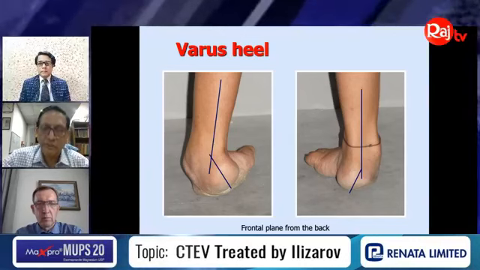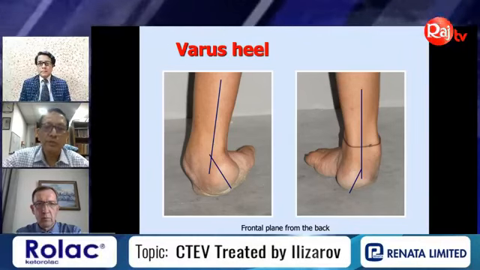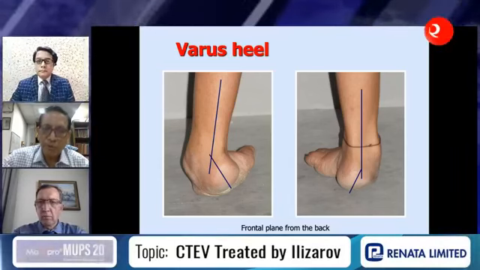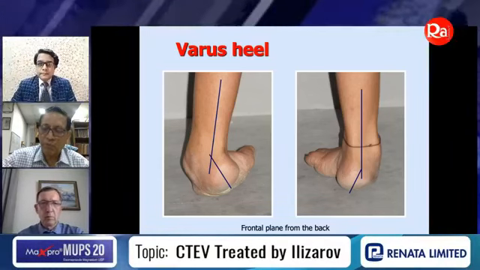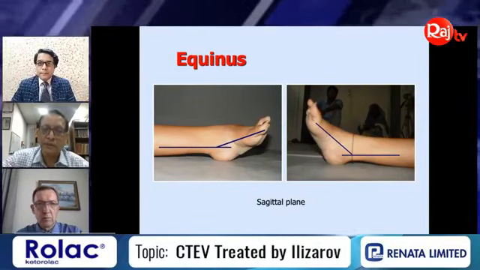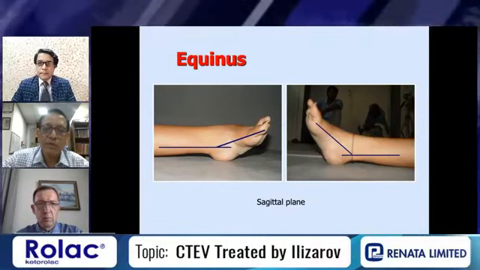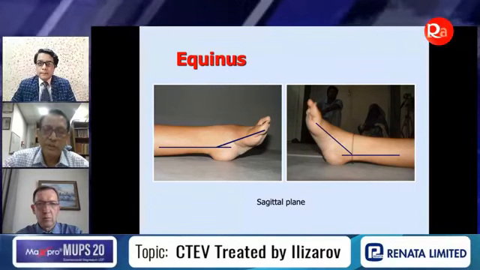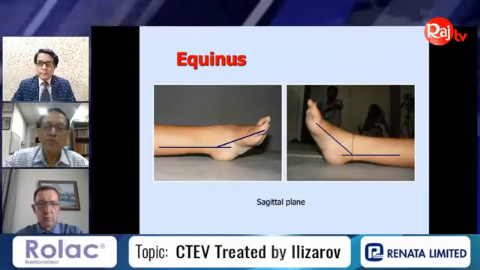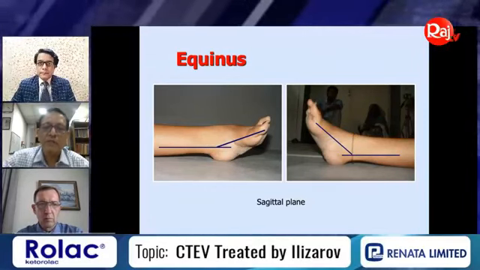So, to summarize, there is a pronation of the forefoot, there is a varus of the forefoot, there is adduction of the forefoot, and lastly there is the equinus in the sagittal plane. One has to see how much equinus or equinocavus there is. These are the four deformities that one has to consider before starting the treatment.